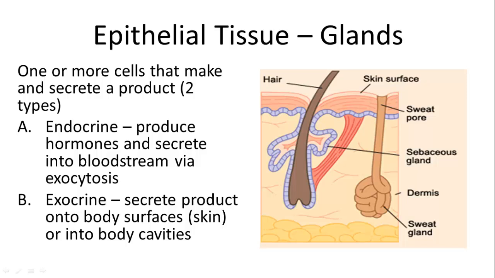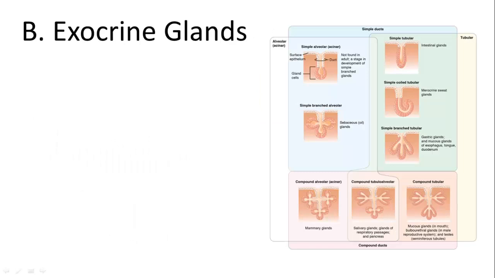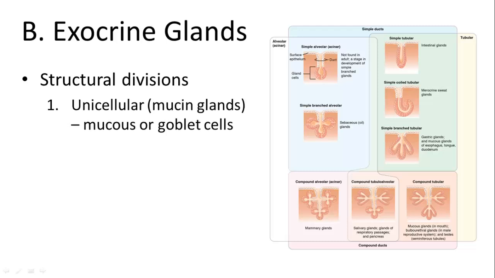So exocrine glands have different structural differentiations. One is the number of cells. So you can have a unicellular structural type, and this is just a single cell that secretes something. A good example is a goblet or a mucus cell. They're just one cell that empties into whatever tissue it's next to or whatever lumen it may be around.